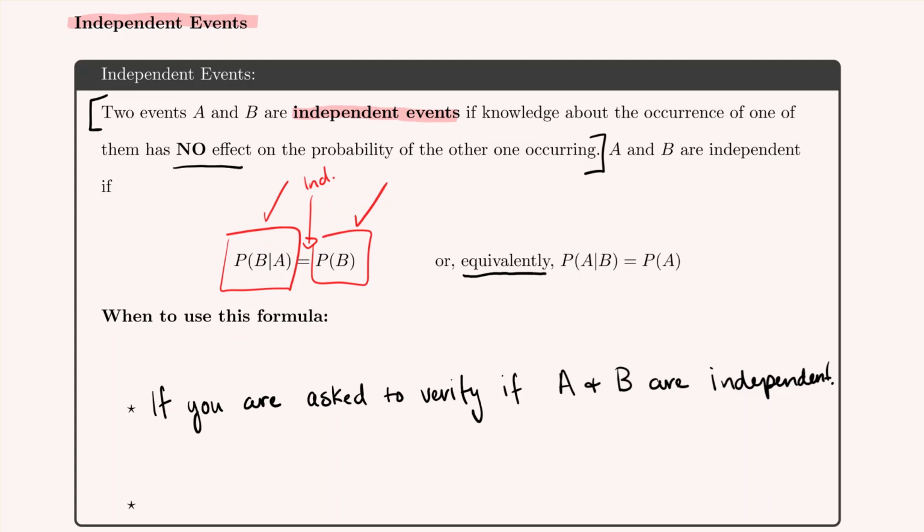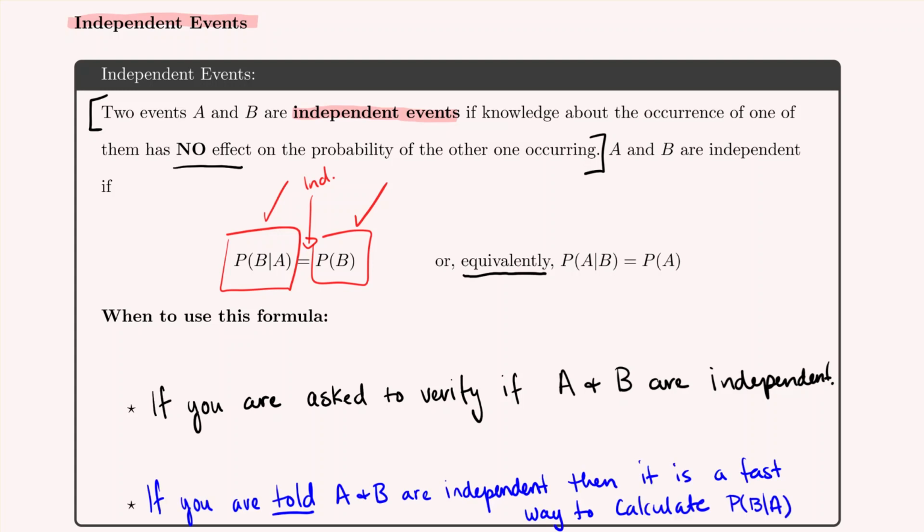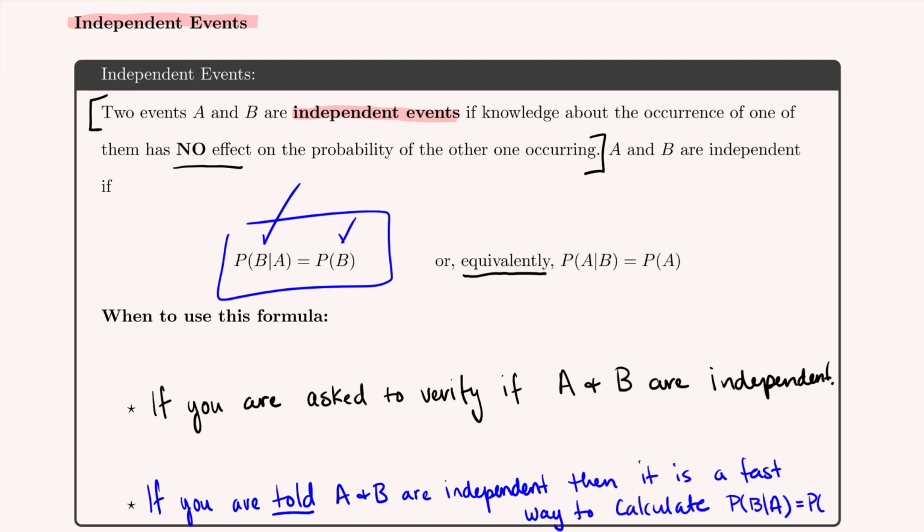Now, another way that we might use this formula is if you are told A and B are independent. So at the beginning it says something like A and B are independent events. Then if we know they're independent events, we know that this relationship holds. So a very quick way to calculate B given A is we know it's just the probability of B. So it can make our calculations a bit easier.